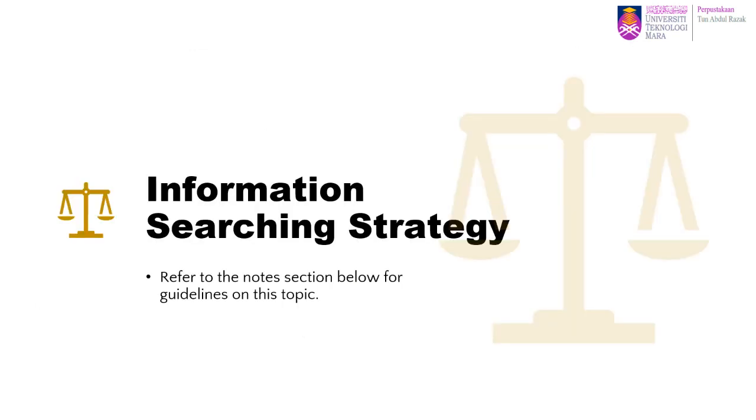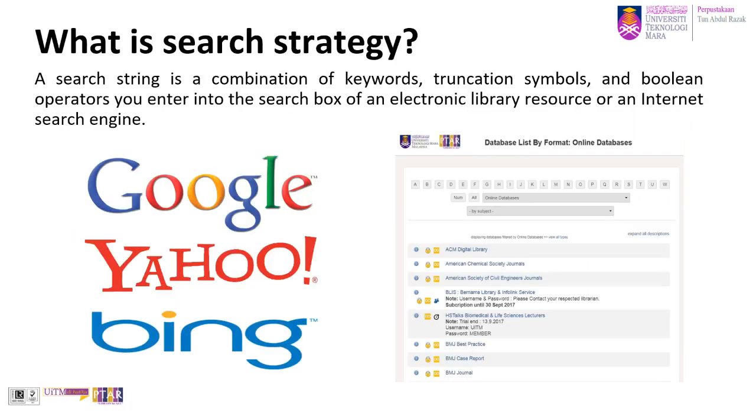The first part is the information searching strategy. So what is a search strategy? A search string is a combination of keywords, truncation symbols, and Boolean operators that you enter into the search box of an electronic library resource or an internet search engine. Most of you would be familiar with browsers like Google, Yahoo, Bing, and so on. These are the search engines we normally use.